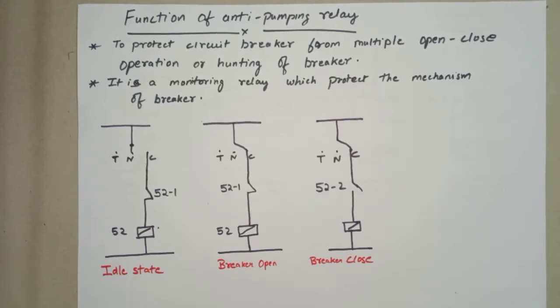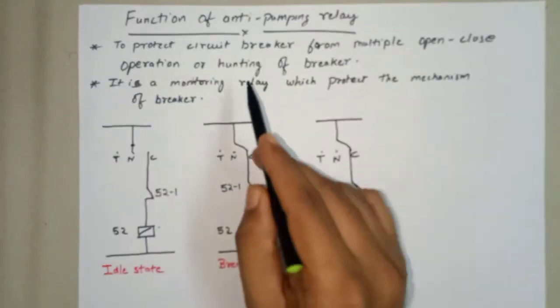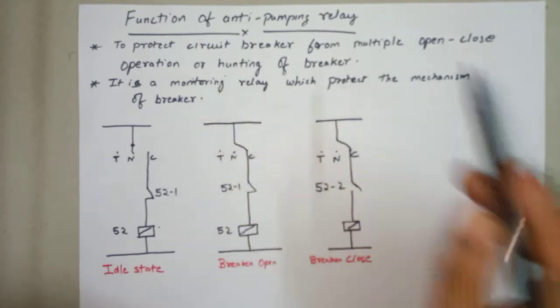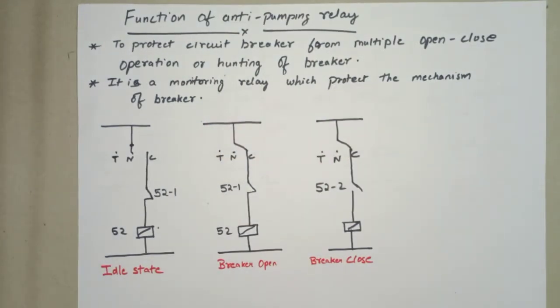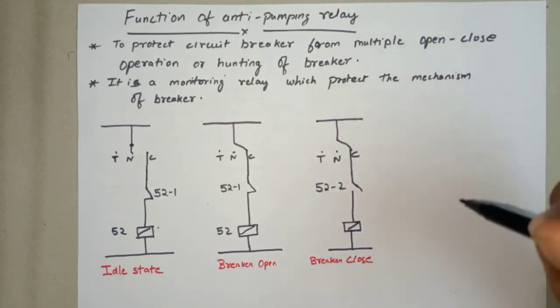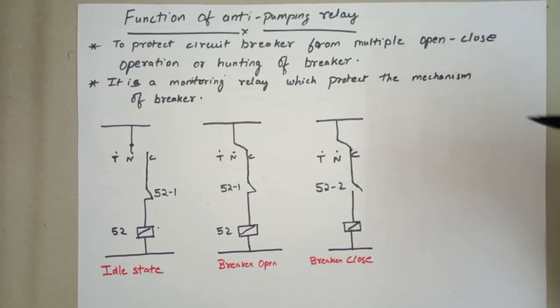Anti-pumping relay is a monitoring type of relay which is used in all the circuit breakers. It is used to prevent the breaker from multiple open close operation, or what we call hunting of breaker. Whenever there is a continuous open close operation of the breaker, it may cause damage to the mechanism of the breaker. So the basic function of the anti-pumping relay is to prevent that simultaneous operation of the breaker.